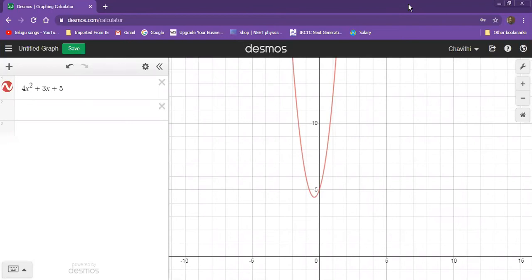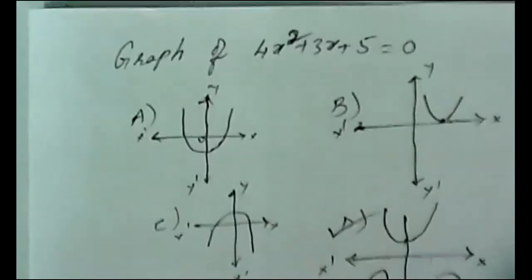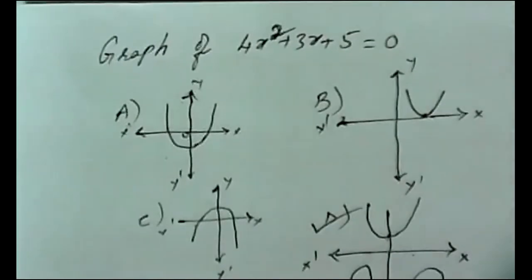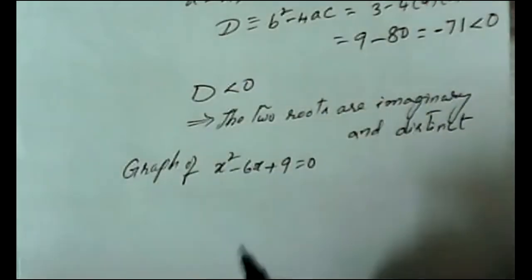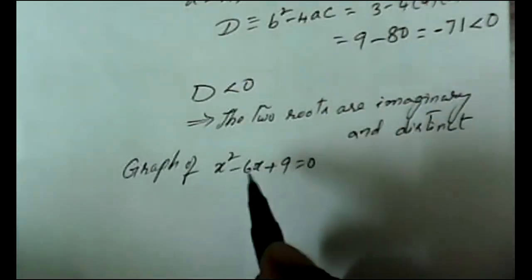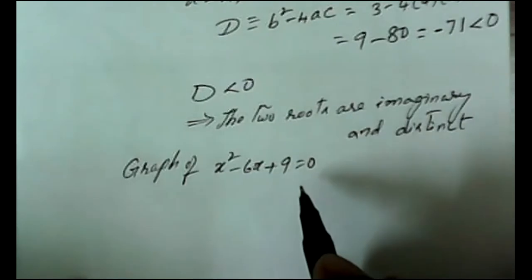So write down the question. Write the graph of x square minus 6x plus 9 is equal to 0.